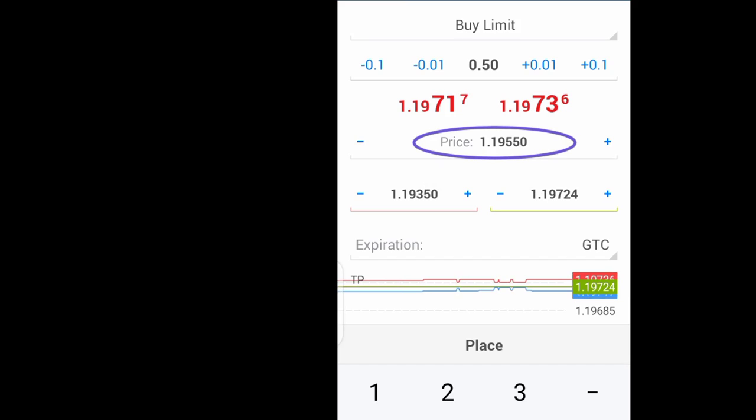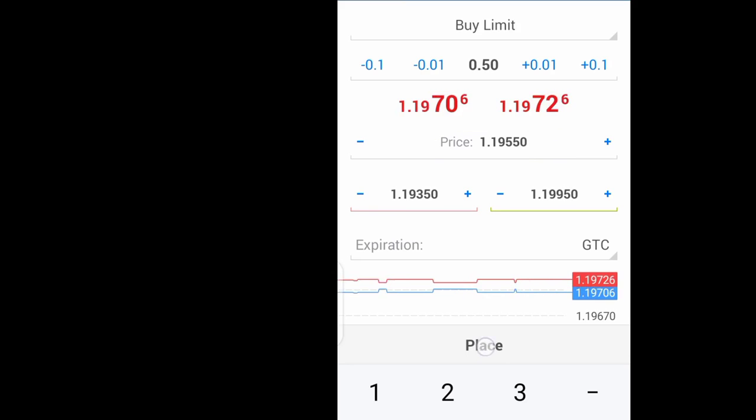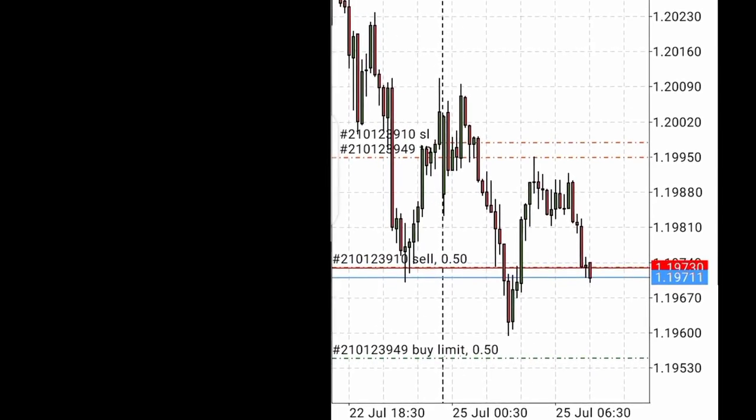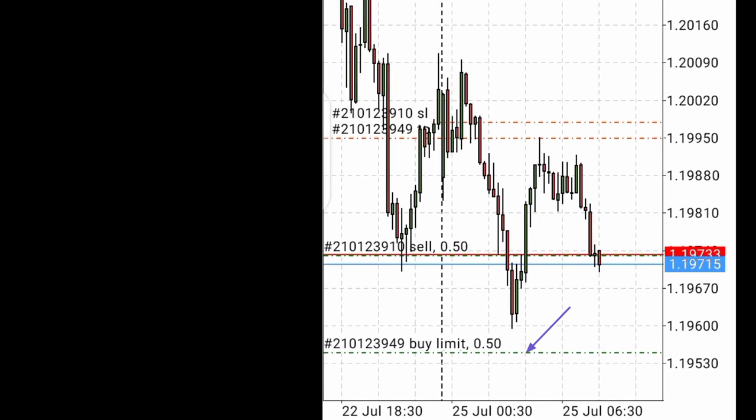And my take profit can be anything above the entry price, which is anything above 1.1955. I'm going for 1.1995. So I'm risking 20 pips and I'm going for 40 pips. So I can place the order. You can see the buy limit. Here is the buy limit down here. So that is how it works.